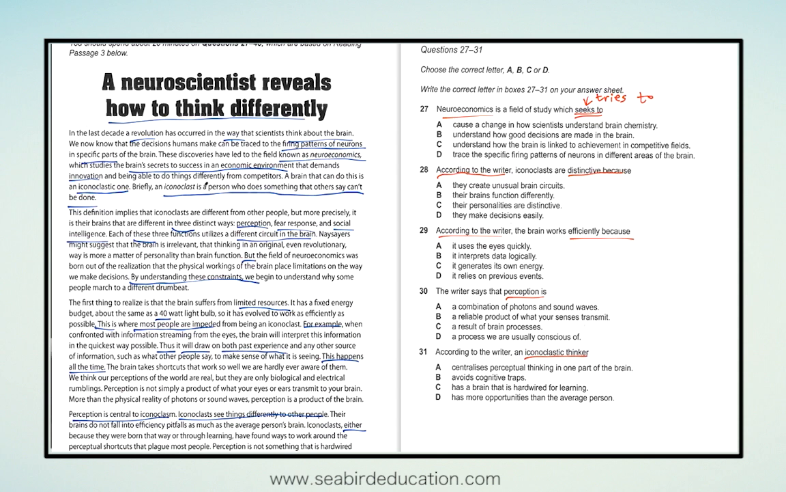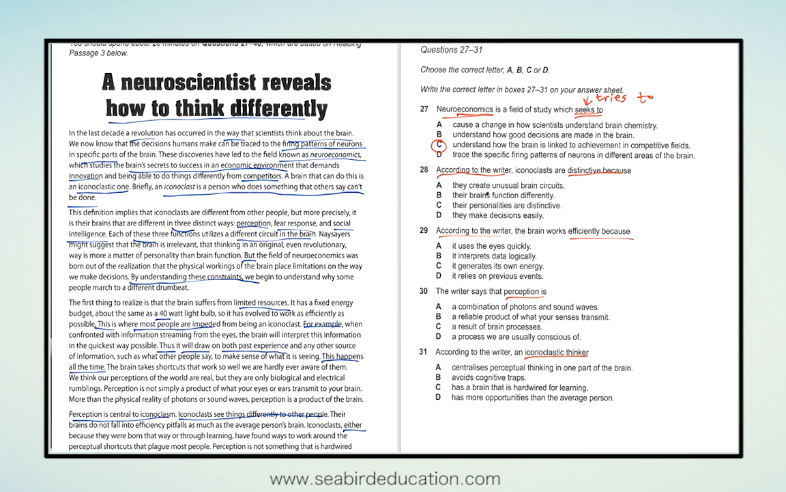Seeks to, tries to study the brain's secrets to success in an economic environment that demands innovation. Competitive fields, economics, competitive fields, differently from competitors. Distinctive because perception, fear response, social intelligence create unusual, different circuits in the brain. The brains function differently. Each of these functions utilizes a different circuit in the brain.